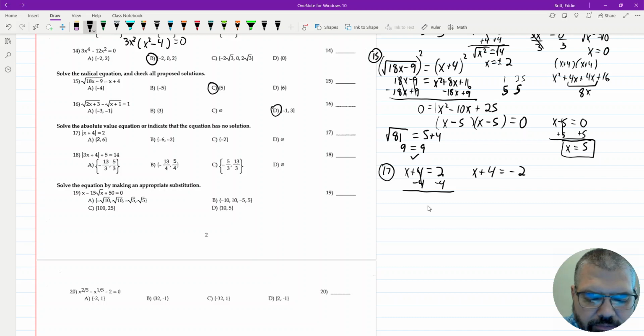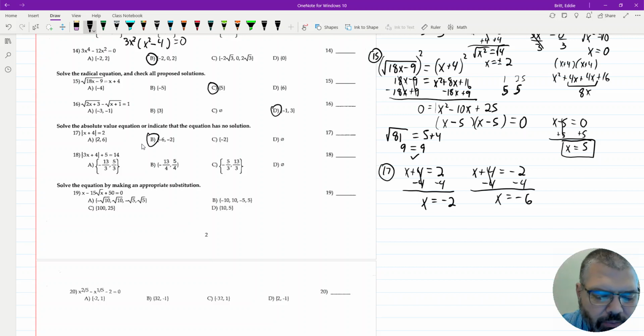So subtract 4 from both sides. We got x equals negative 2. Subtract 4 from both sides. We get x equals negative 6. So your solution set is negative 2 and negative 6. And that's B.